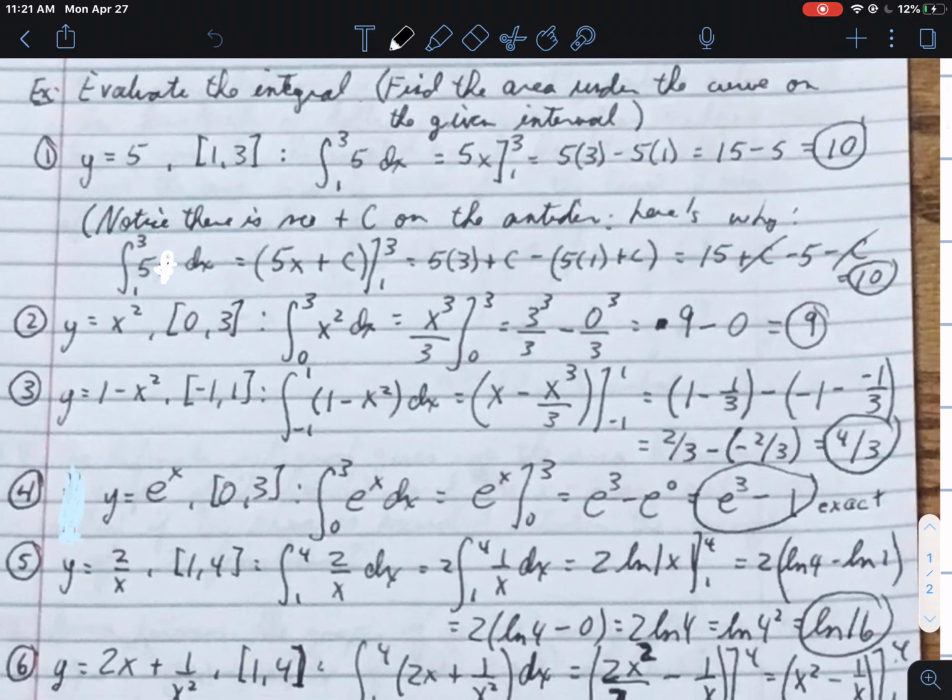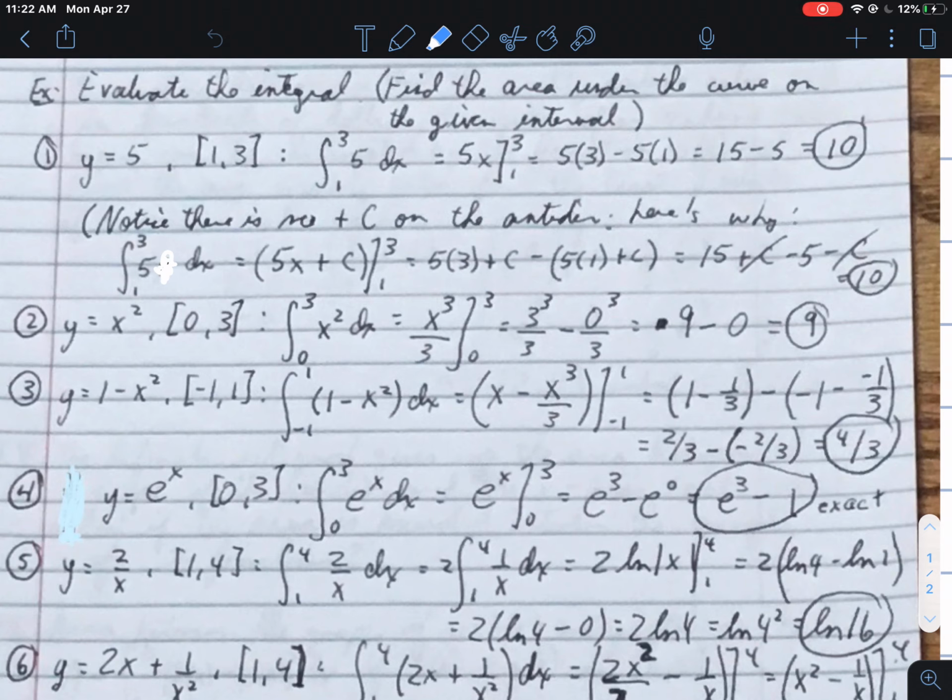And here I just have a few different examples. So there's really nothing new or different in terms of finding the antiderivative. That hasn't changed. It's just now we're able to actually evaluate it and plug values in and come up with a number instead of just a function or family of functions. So for example, I'm going to say evaluate the integral, or in other words, we're finding the area under the curve on the given interval. All right, so all that means the same thing.